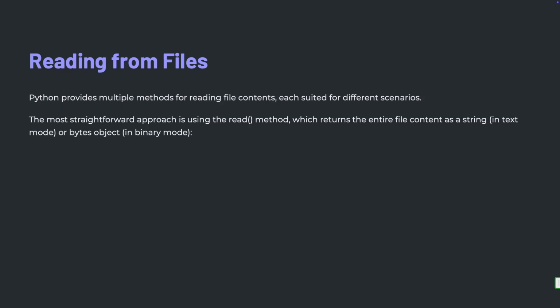But what if we've got a massive data file? Loading the whole thing into memory doesn't sound like a good idea. You're right. For huge files, or when you want more control over how much you read at a time, you can give the read method an optional argument called size.